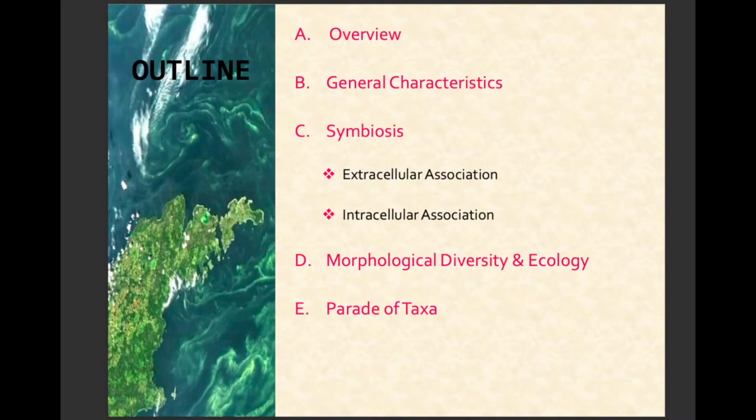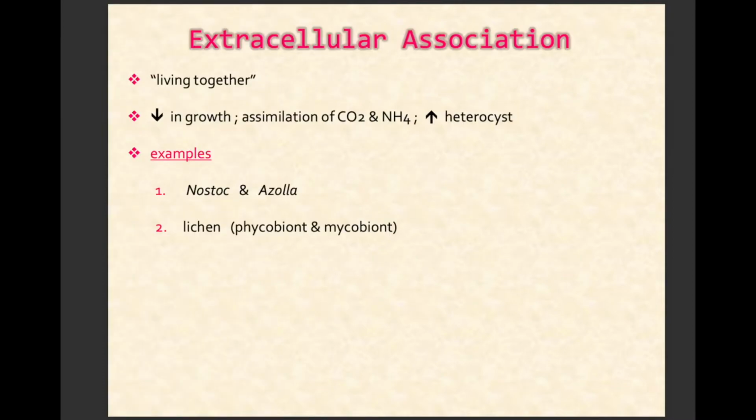And moving on with the symbiosis, we have two types here. We have extracellular association and intracellular association. So let's talk about those two. When it comes to symbiotic association or interaction, you need to always talk about your cyanobacteria. They are very important in terms of symbiotic interaction.